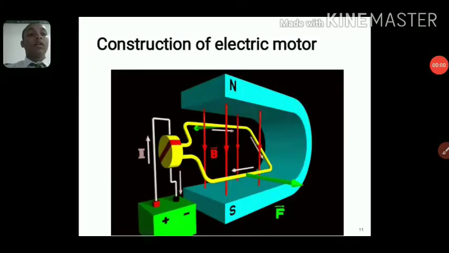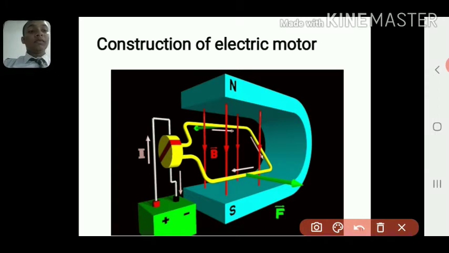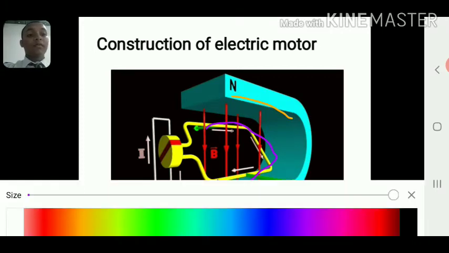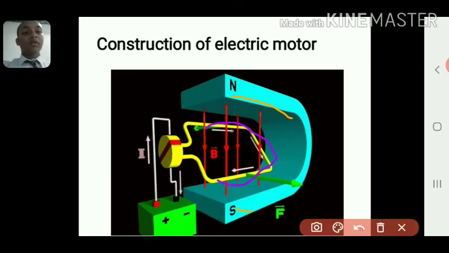As I have told you, electric motors use the horseshoe type magnet. So here it is a horseshoe magnet, north and south. And here this yellow coil is an armature, or we can say rotor. Now the semicircular rods are the commutator.